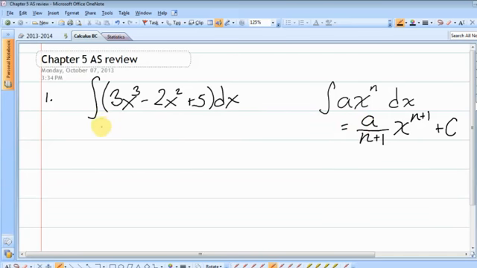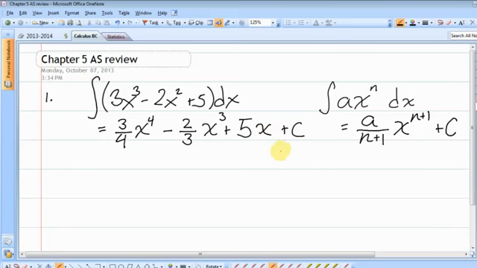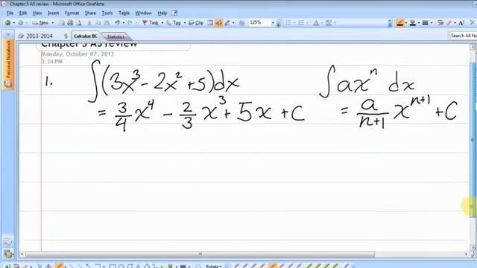All right, so we're going to apply this here 3 times. The first thing we're going to do is take this 3, take the old power and increase it by 1. So that's the 4th power, so over 4, x to that new power. Minus 2, take the power and increase it to 3, x to that new power. Plus 5. That's x to the 0 power. Increase it by 1. That's x to the 1st power plus constant. And that's question 1.